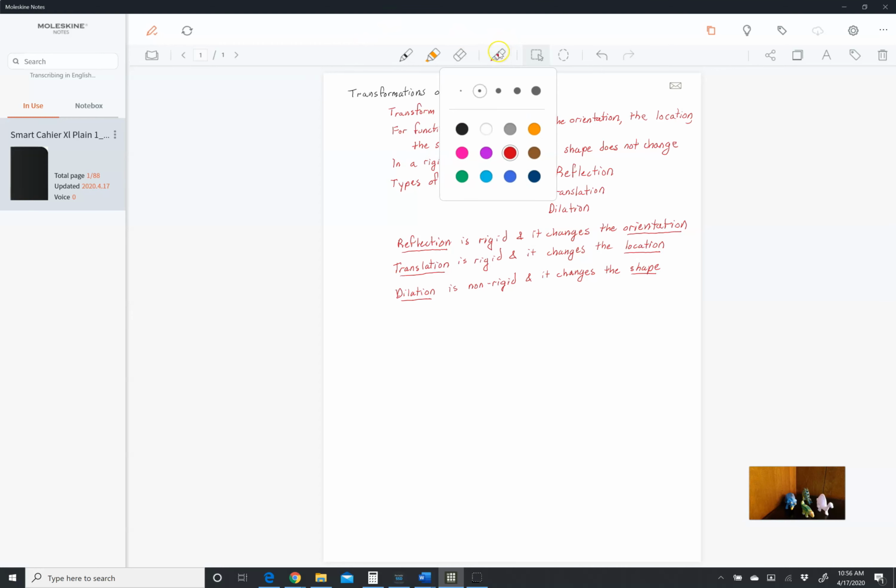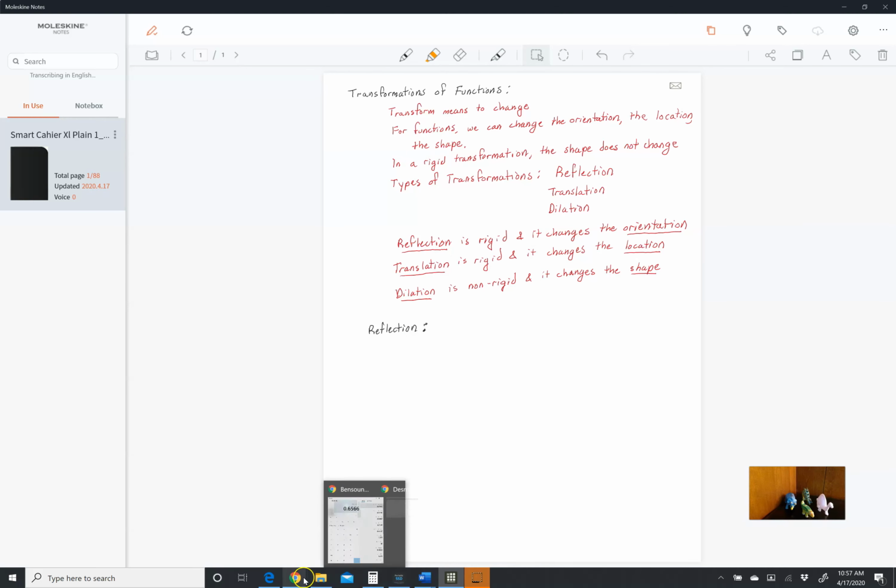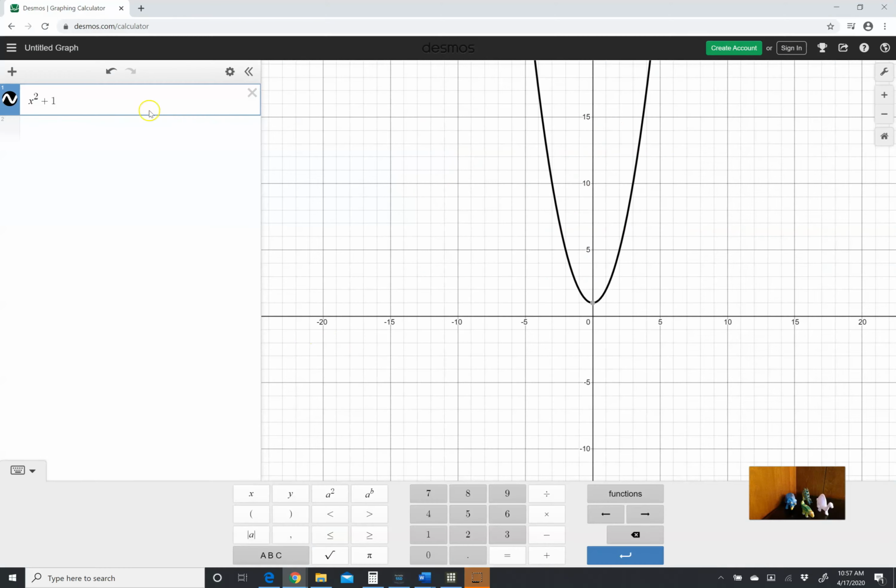Okay, so let's talk about reflection. There are 3 different kinds of reflection. And again, remember I said reflection is where we use a line or even a point as a mirror. We already talked about one of these. We talked about the fact that the inverse of a function is its reflection in y equals x. So let's take an example so that you can see that.